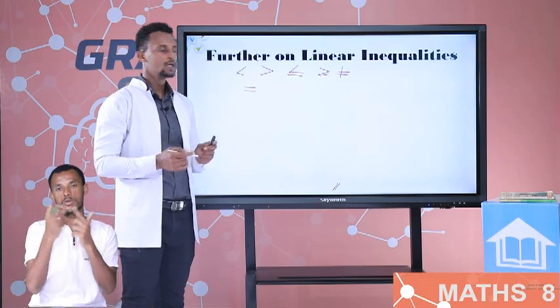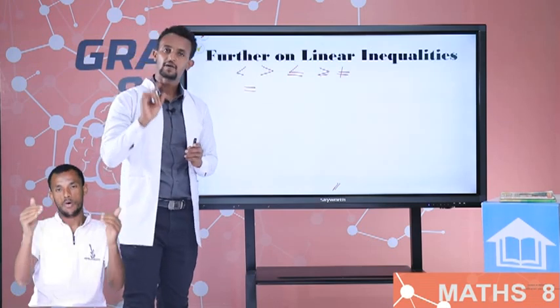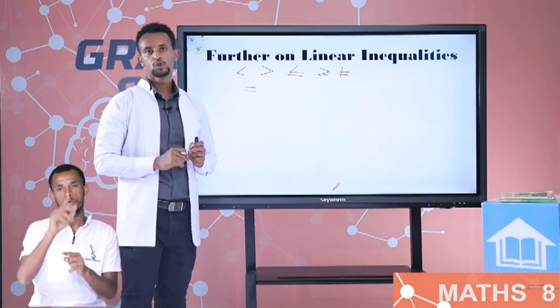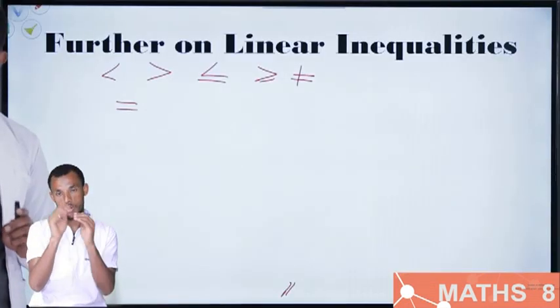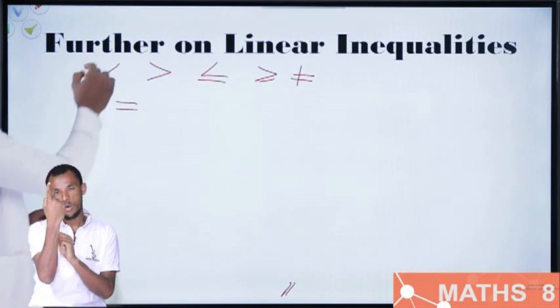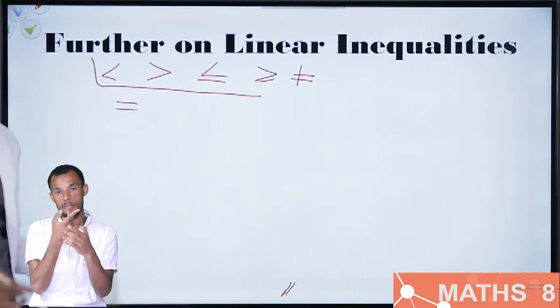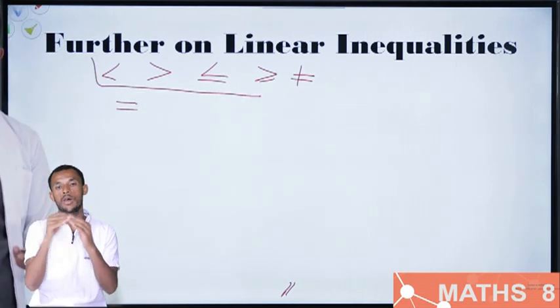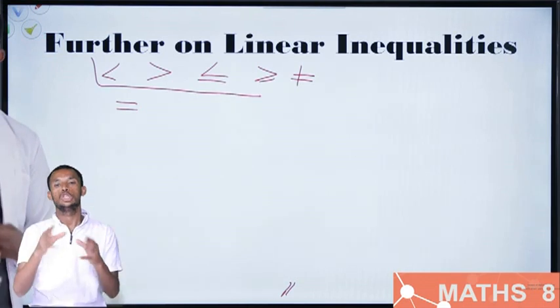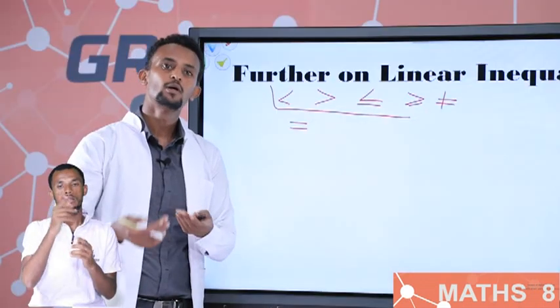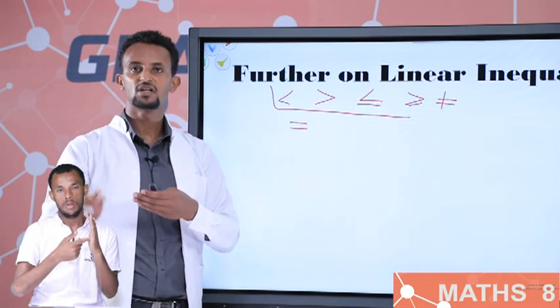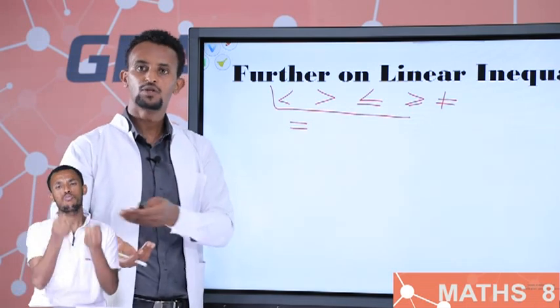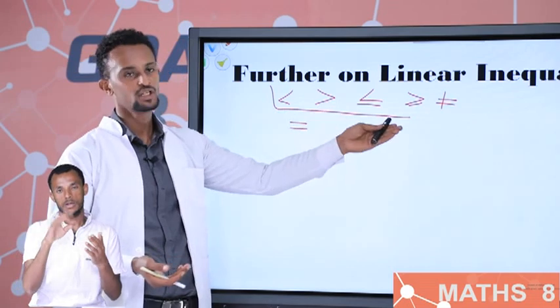The second difference: in the case of equality, we have exactly one solution. But in the case of inequality, we have a solution set. For instance, if the answer is a number which is greater than 1, then there are a lot of numbers which are greater than 1. Therefore, it is a solution set.